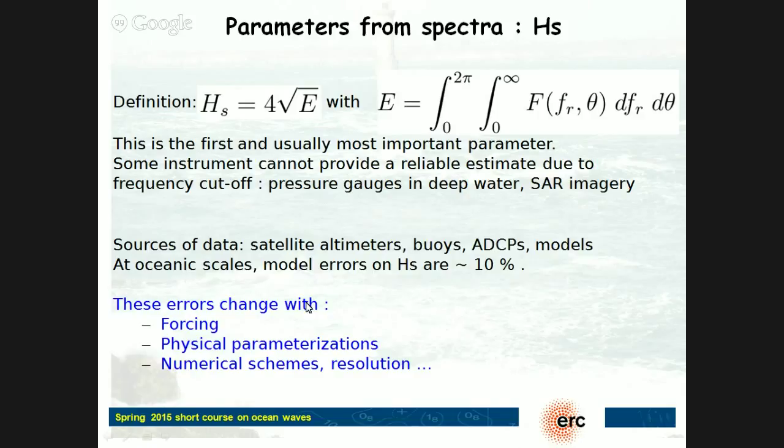And these errors in the models will change with the forcing, the physical parameterizations, and the numerical schemes. The forcing is independent of the wave model you are using. The physical parameterization is somewhat dependent on the wave model. There are more or less some parameterizations you can find in different models, but not all of them exist in all the models. And then the numerical schemes and the method of resolution are really model dependent. Some models like WaveWatch actually have different options for the numerical schemes. We'll talk about that in more detail tomorrow.